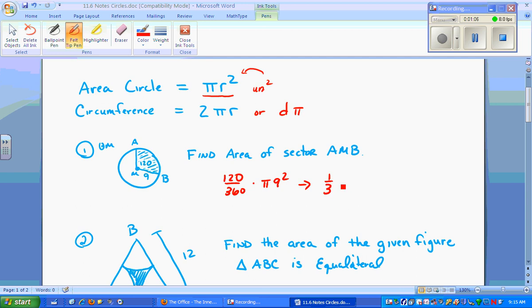Simplifying this, this is 1/3 times 9 squared, which is 81 pi over 3. If 3 does not go into the 81, then we leave it over 3. But in this case, 3 goes into 81, giving you a final answer of 27 pi. And you have to put units squared.